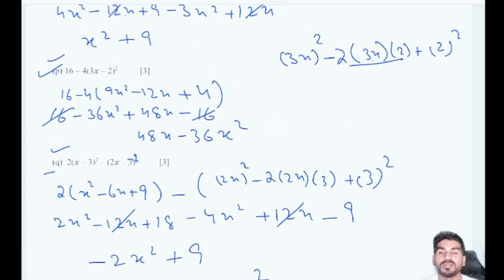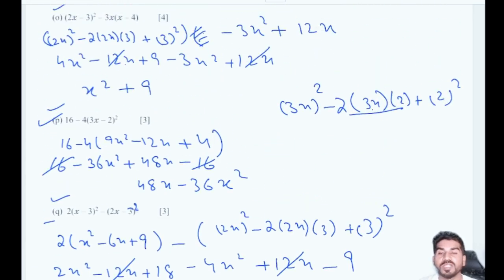So this is the last question of this worksheet. If you have any question related to this simplification and expansion and about these 3 identities, you can just comment. I'll try to reply to you.